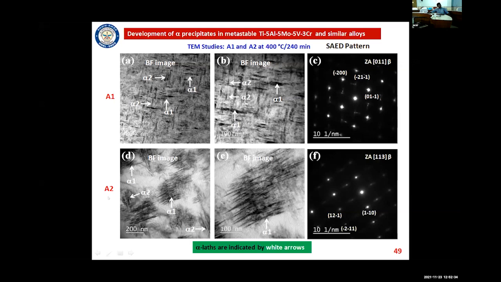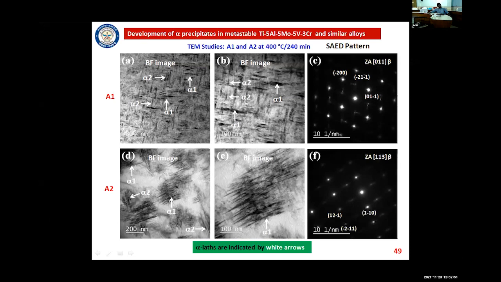In case of LI A2, whereas we observed fine and even distribution of alpha layers in LI A1, in LI A2 we got patches of the alpha layers and also clusters of the alpha layers. Within a cluster, the alpha layers are parallel to each other. Here also you can see alpha 1 and alpha 2.